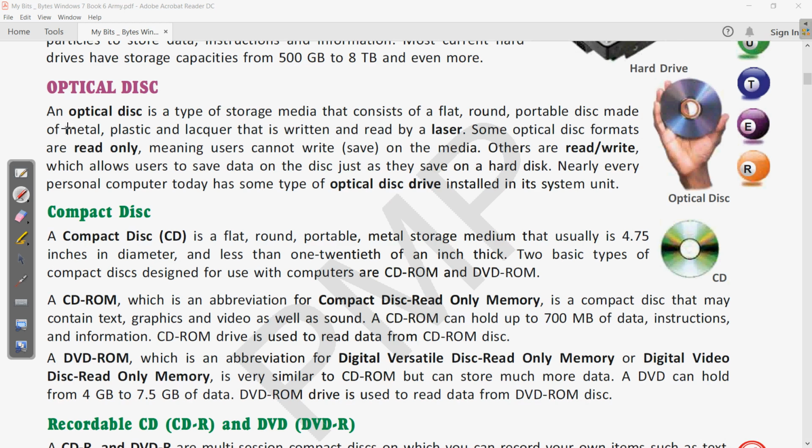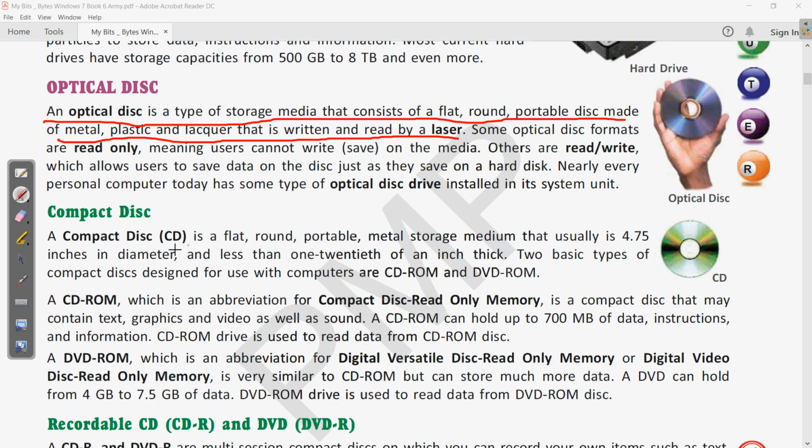You can define the optical disc from here. An optical disc is a type of storage media that consists of a flat, round, portable disc made up of metal, plastic and lacquer that is written and read by laser. Clear? This is the definition of optical disc. It is a flat, round, portable disc made up of any of these materials: it may be metal, plastic or lacquer. And how are these read and written? Using a laser. Clear?